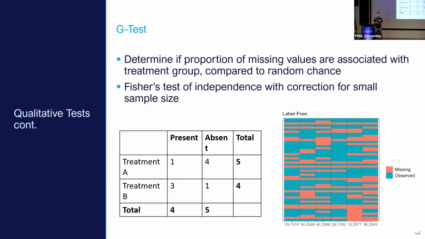So that's where the G test comes into play, and it helps us to determine if that proportion of missing values is associated with the treatment group compared to random chance. If we're working with a very, very small number of samples, we could also use Fisher's test of independence.